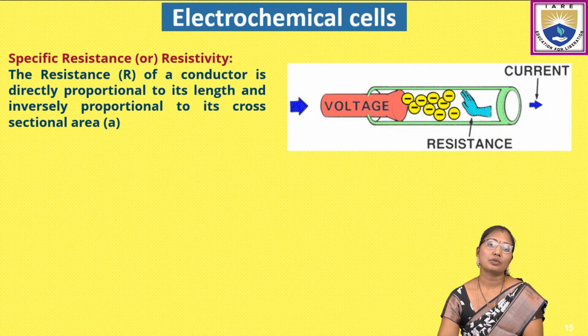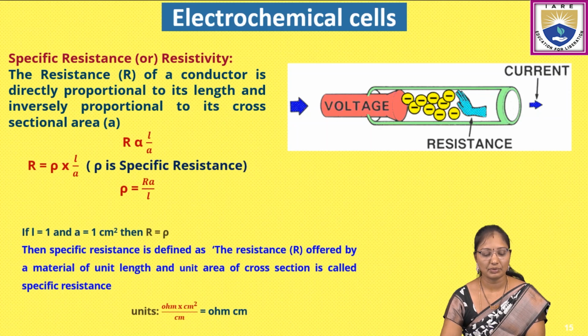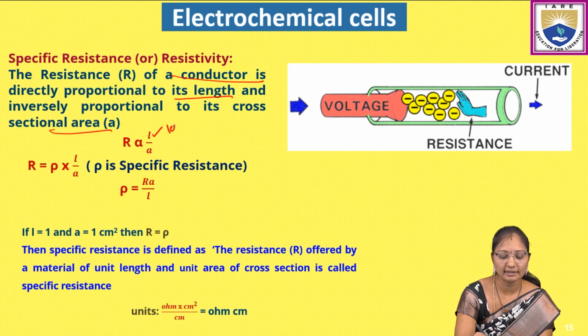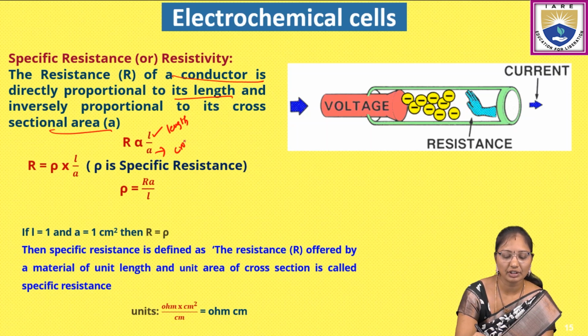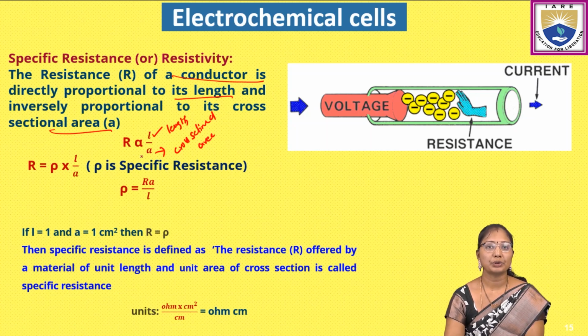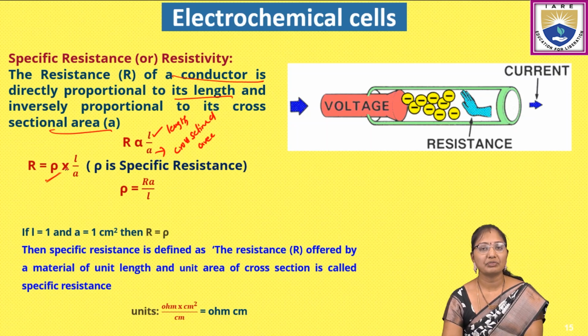So the next topic is the specific resistance, or the resistivity. So what is the specific resistance? The resistance of a conductor is directly proportional to its length and inversely proportional to its cross-sectional area. L is length, and inversely proportional to the cross-sectional area, 1 by A. So R is directly proportional to L by A, and it is denoted by the constant which is called the specific resistance.